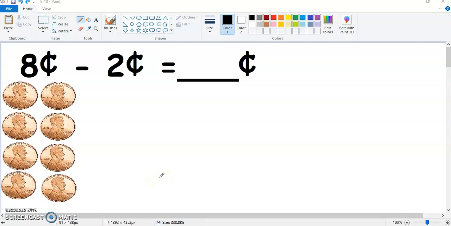So yesterday we were adding pennies. We were adding money. Today we're going to do the opposite. We're going to subtract. Remember, that means to take away. So here we go.